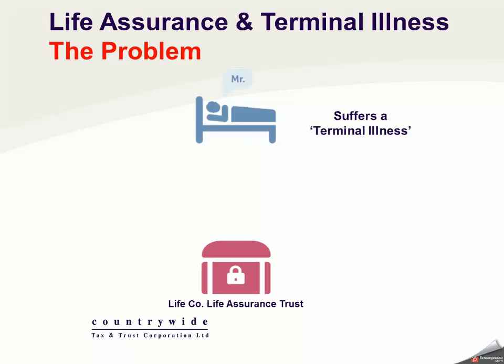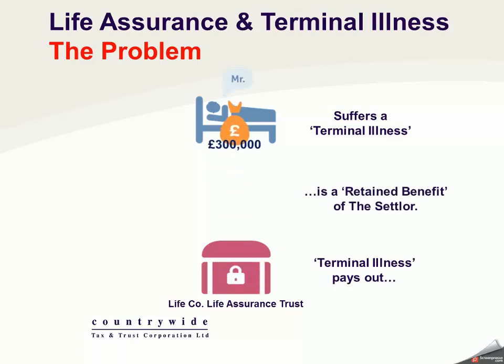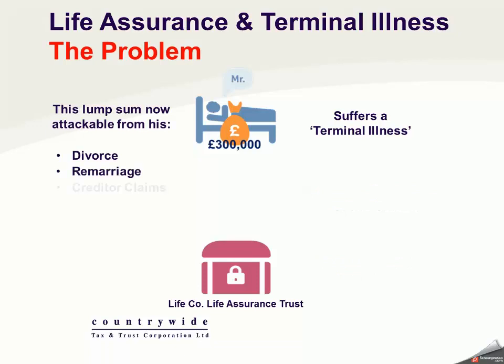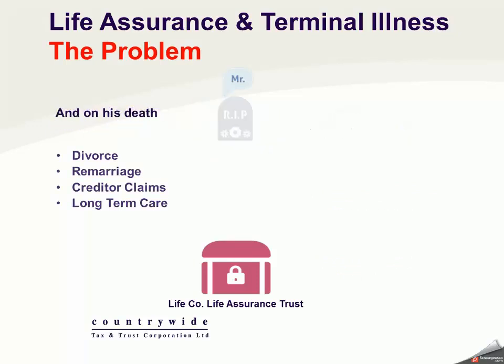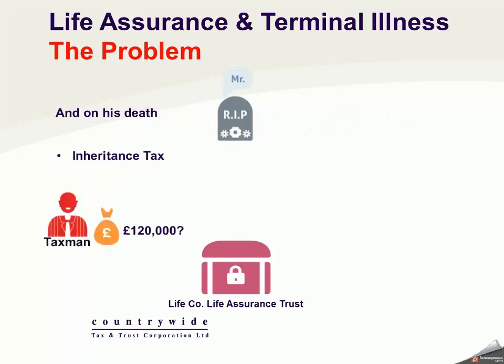So the settlor of the trust, the previous policy owner, suffers a terminal illness which pays out. The clause in the trust means that that is a retained benefit of the settlor. So the £300,000 pays out to the settlor absolutely, out of the trust. And of course that £300,000 is now part of his estate. Indeed, if he's terminally ill, then the biggest problem is going to be inheritance tax. So a policy that was assigned to trust to maybe save inheritance tax, because of the wording in the trust, has triggered a £120,000 liability in that example.